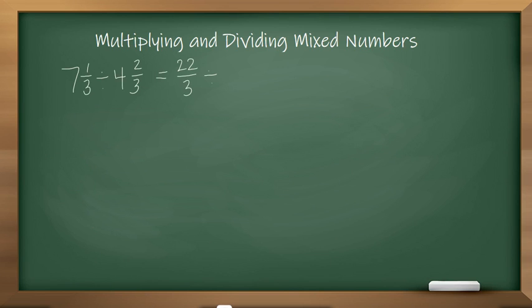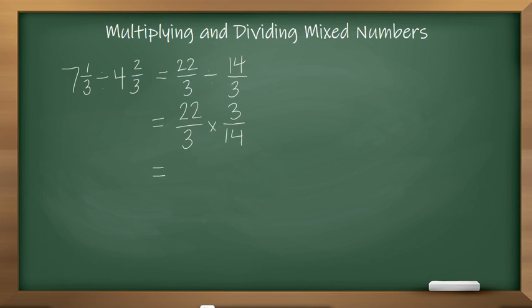Then we've got 4 2/3. So if we have 4 wholes cut into 3 pieces, we have 4 groups of 3. That makes 12, and then we've got 2 extras, so we've got 14. Now remember, when we're dividing, we have an algorithm for that, and that is the first fraction stays the same. First fraction always stays the same. We change our dividing to multiplying, and then our second fraction, we take the reciprocal. That means we switch the numerator and the denominator.